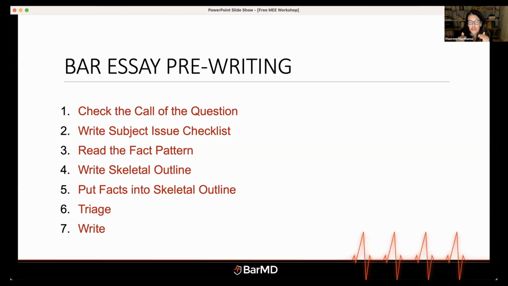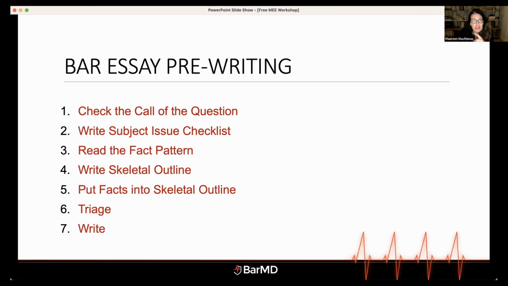So you do your skeletal outline, you just put your headings in. Then you go back through the fact pattern and you put the facts in, right? You just put the facts in under the appropriate heading. So I just start at my top heading, and I'm going to show you this in a minute. Under this heading, I put in this fact, or these facts, whatever it is. So you put them in there.